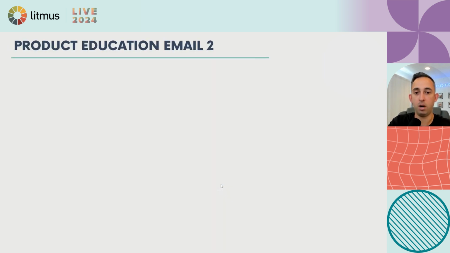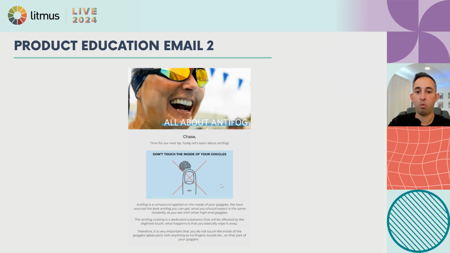The next one is talking about how it could get foggy if you do this wrong. So don't touch the inside of your goggles. This is how you clean them, right? This is how you make sure that they don't fog, because the last thing you want to do is be underwater swimming and you can't see where you're going.